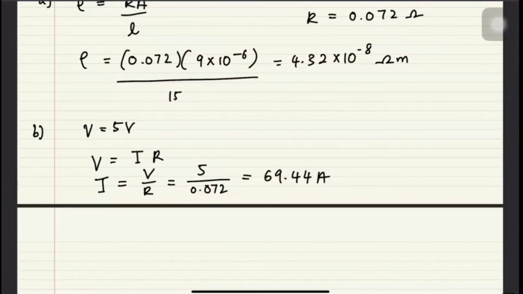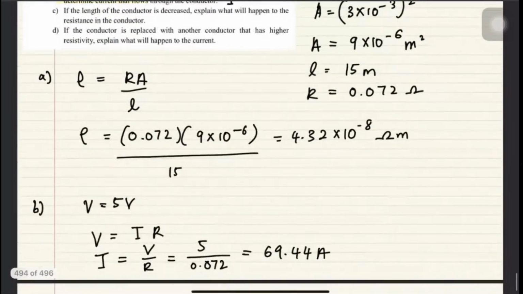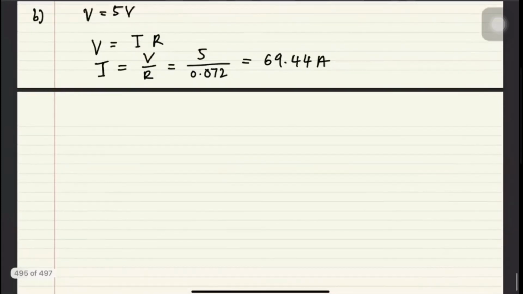Okay, kau dapat ni cakap. And then question C, dia kata if the length of the conductor is decreased, that's what will happen to the resistance in the conductor. So dia kata apa yang decrease? Length. Dia kata kalau length decrease, apa jadi dekat R? Decrease. Okay.